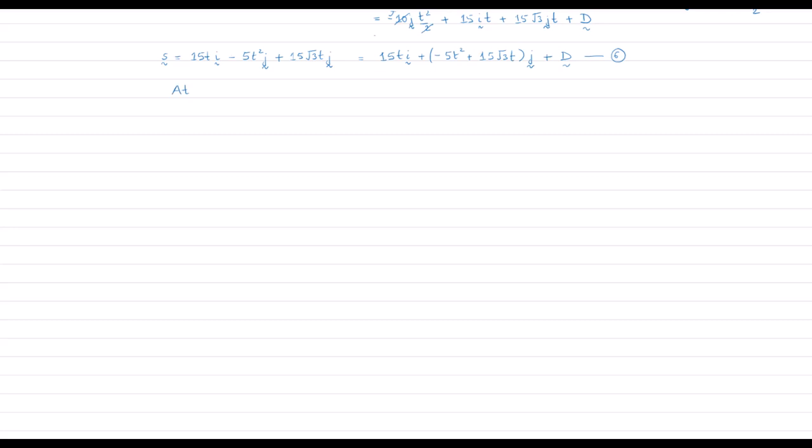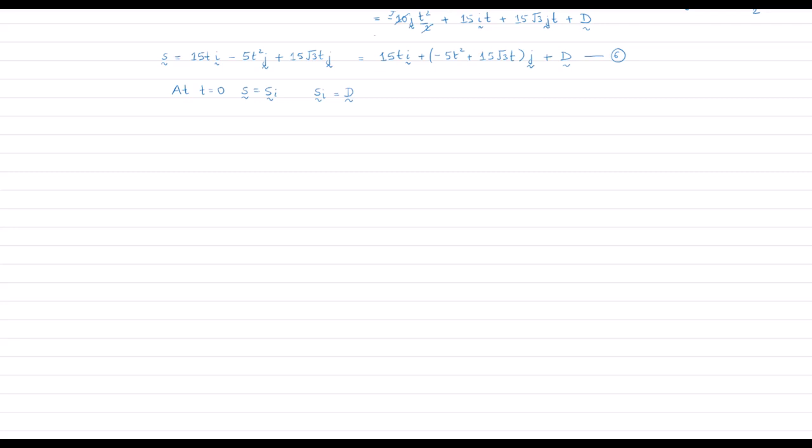Okay, equation 6 at time t equal to 0. So at time t equal to 0, the displacement will become the initial displacement, and therefore equation 5 will reduce to: initial displacement will be equal to, this term will be 0, this will be 0, and this will also be 0. So that will be d. So d will have the value of initial displacement.